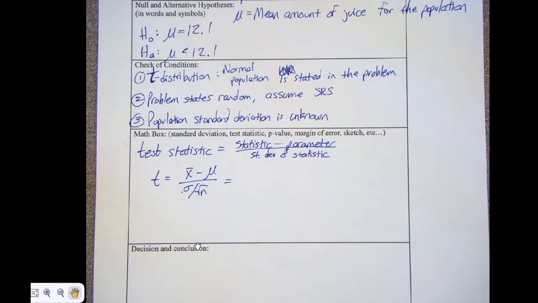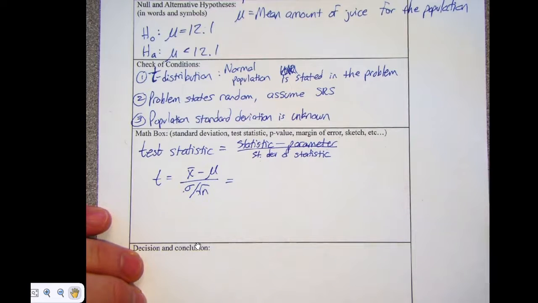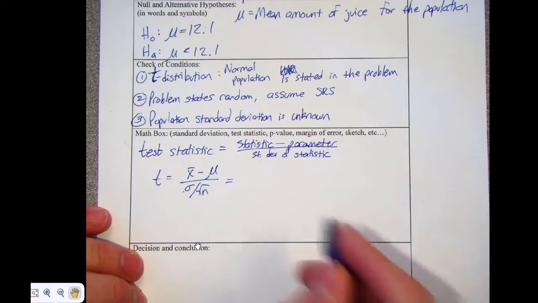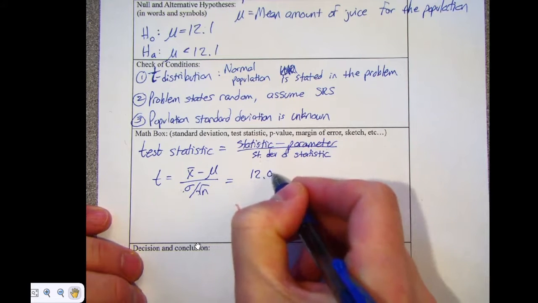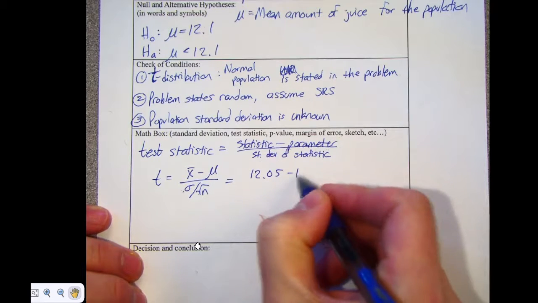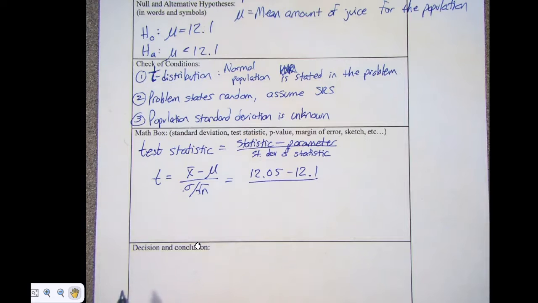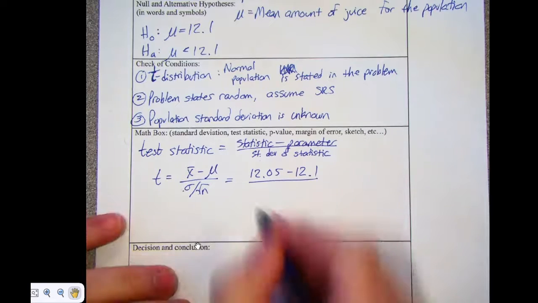What is x bar in our problem? Perfect. 12.05, because that's the one from the sample, right? The mu is 12.1. And the standard deviation is 0.085, and then divided by what?